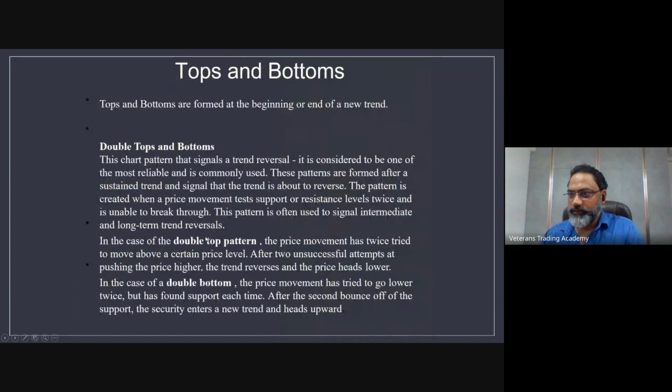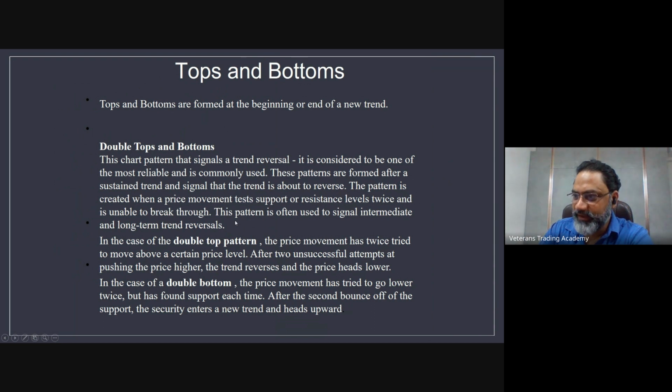Now, one more thing: most people want to find out the top and bottom. So we'll cover these patterns in detail, and we'll find out. We'll see some live examples also. And if someone wants to ask a question at the end, or wants to cover a specific stock, then we'll cover that also. So the first pattern is the double top or double bottom pattern.